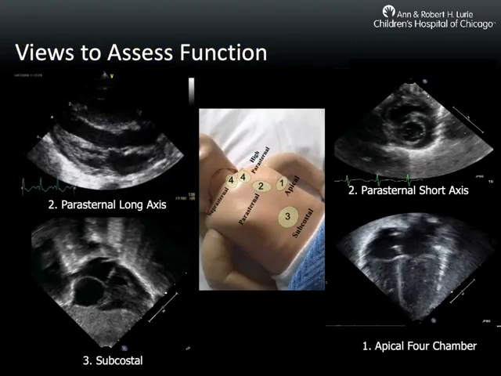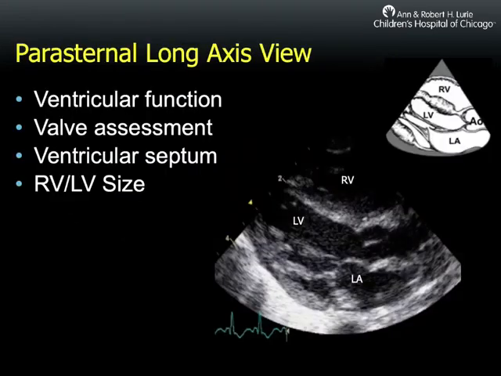So in what views do we look to get an idea of how the LV as well as both ventricles look? Well, there are several views, and these are the predominant ones that you would be able to take a look at, and we'll go through each one in more detail. So the parasternal long axis, if you remember, this is close to the sternal view with the probe facing to your 11 o'clock. And again, what you're looking for is ventricular function. It can also provide information in valve assessment, the ventricular septum, as well as a relationship to the RV and LV size.